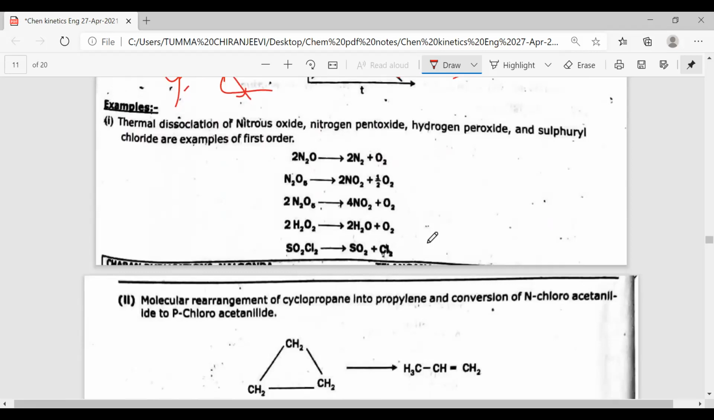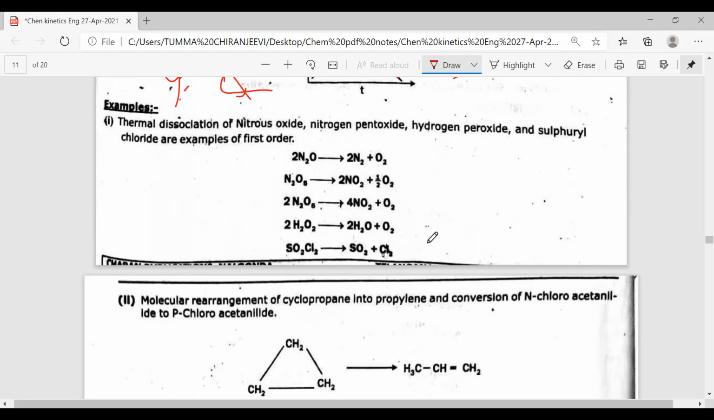So there are some examples. Let's see the examples for the first order reactions. The first example is the thermal dissociation of nitrous oxide. Thermal dissociation of nitrous oxide, nitrogen pentoxide, hydrogen peroxide, and sulfuryl chloride are the best examples for the first order reactions.